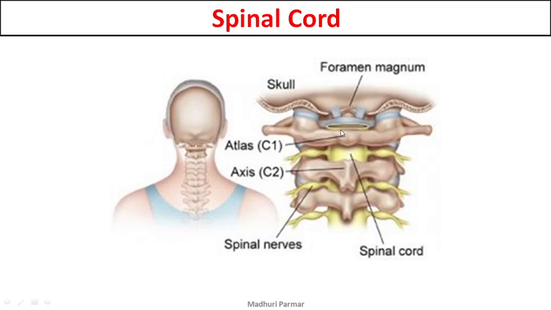And through this foramen magnum, the medulla oblongata ends here in the skull. And beneath that, your spinal cord starts. Okay, this yellow colored structure is your spinal cord. The first vertebra is known as atlas, and the second one is known as axis. Okay, so atlas and axis are the vertebral column parts which are present at this junction of your brain and your spinal cord. Clear?